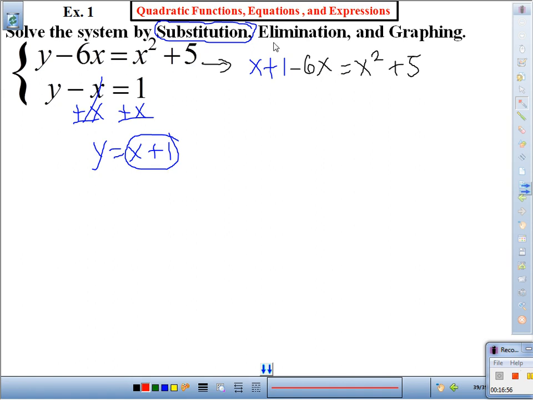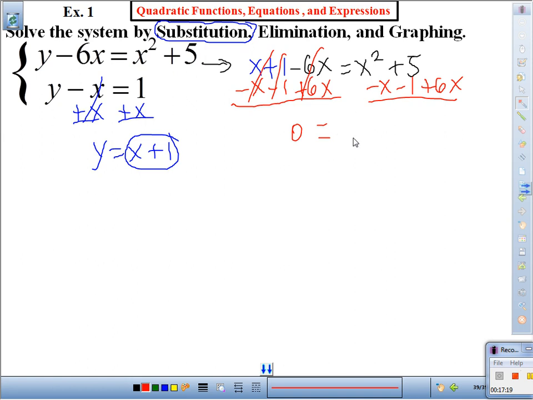So, I need to get rid of all of this to make it equal to 0. So what do we do? Minus x minus 1 plus 6x. Some of you are like, Mr. Q, couldn't we combine stuff here first? Yeah, but I just wanted to do this step first to make it equal to 0. Bring down the x squared. Now we can combine. What is negative x plus 6x? 5x. All right. And what is 5 minus 1? 4.